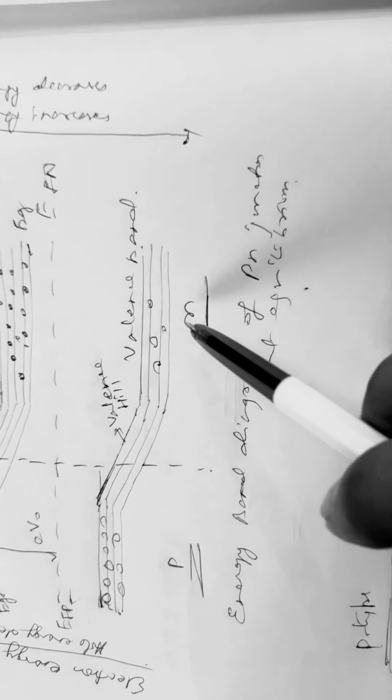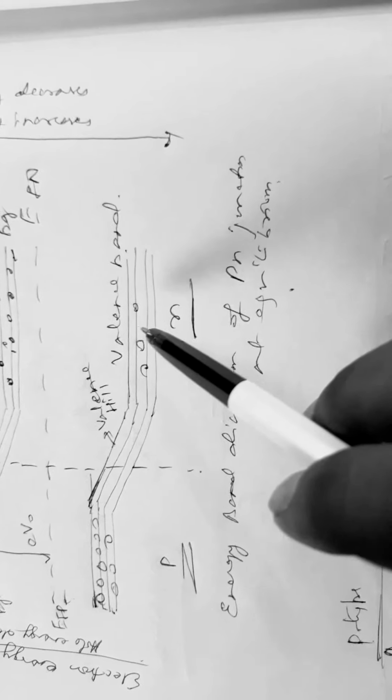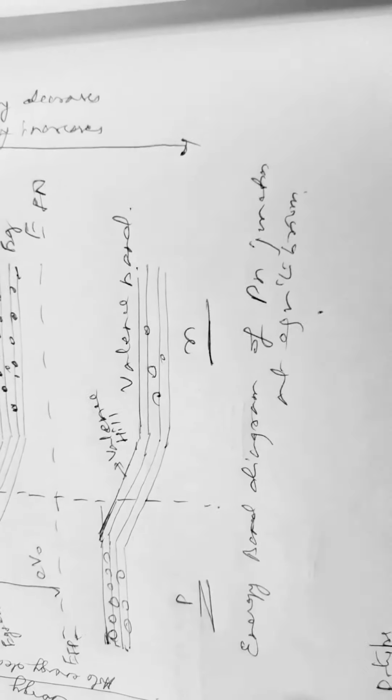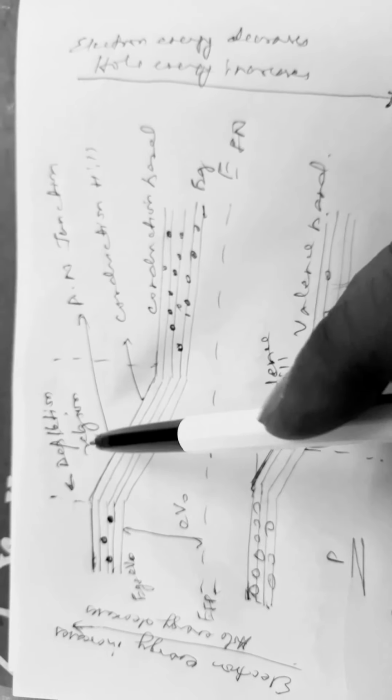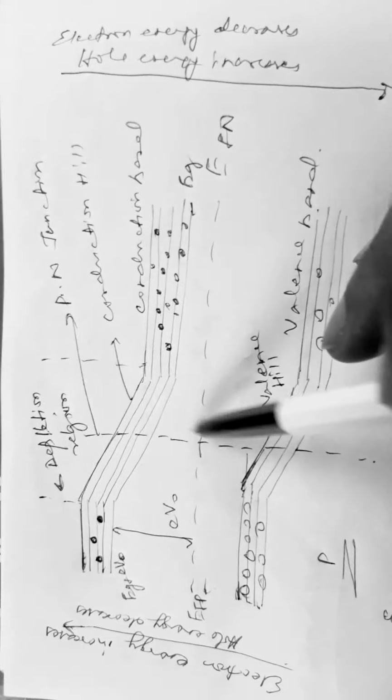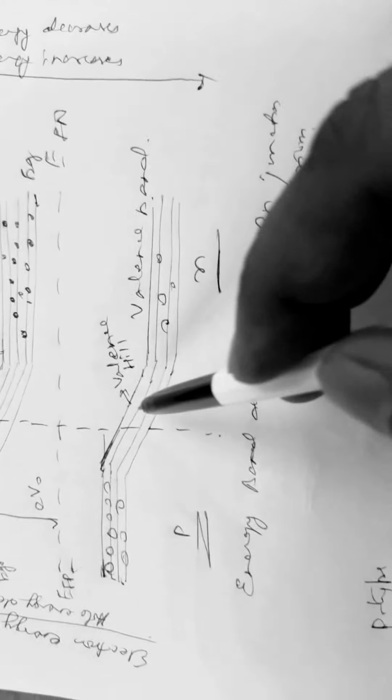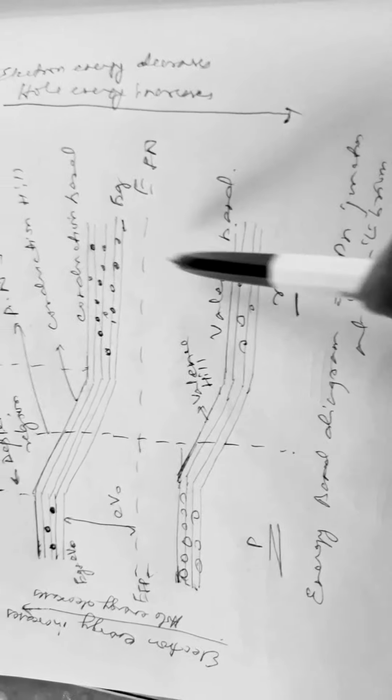Similarly, on the p side, holes are larger in number on the p side and smaller in number on the n side. So again, this will be the minority carrier and this will be the majority carrier. Thus there is a concentration gradient for majority carriers across the junction. Hence they tend to diffuse across this junction. So you can see here is the depletion region. This is the p-n junction, this is the conduction band, this is the valence band.